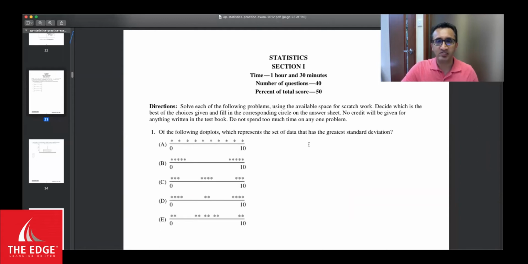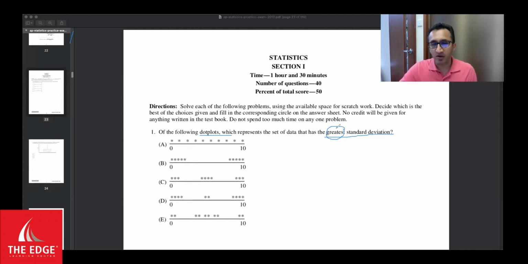Okay, let's see what the question says. Of the following dot plots, which represents a set of data that has the greatest standard deviation? We're looking for the greatest standard deviation. Now, if you recall what standard deviation is, it gives you an idea of, on average, how far each value is from the mean, right? On average, how far is each data value from their respective mean.